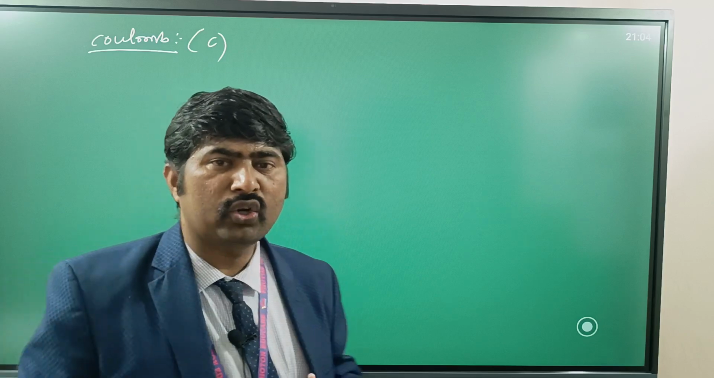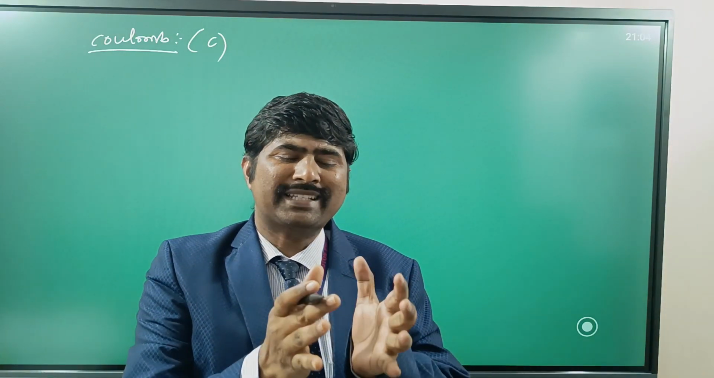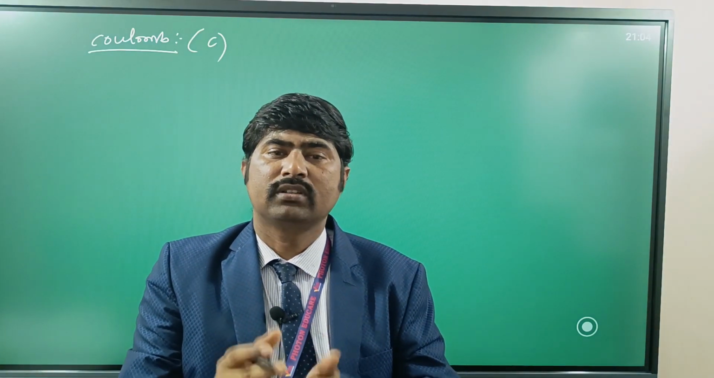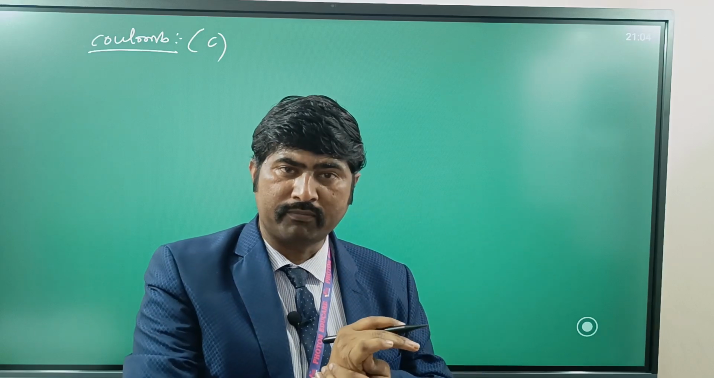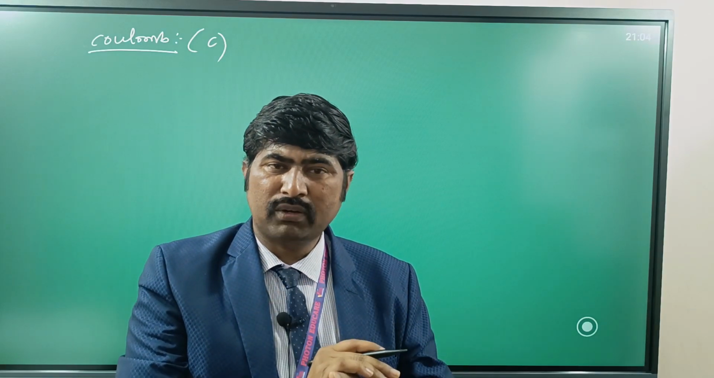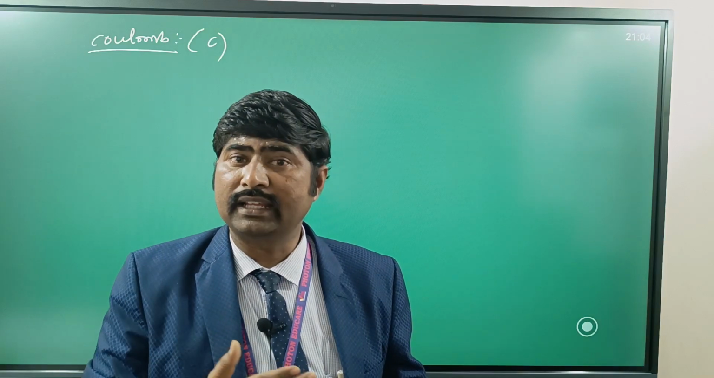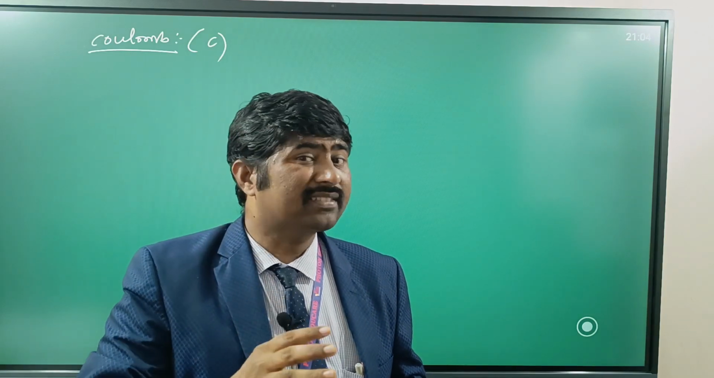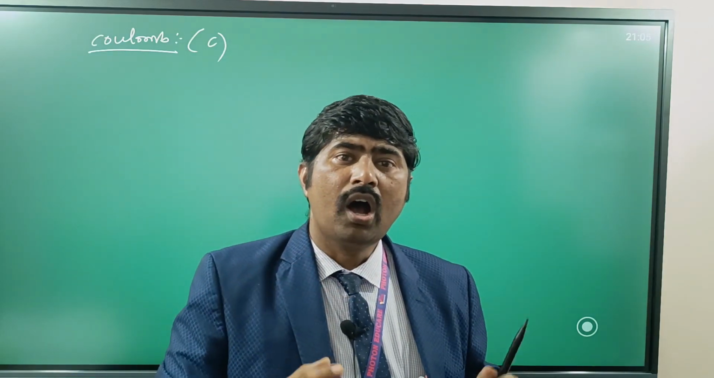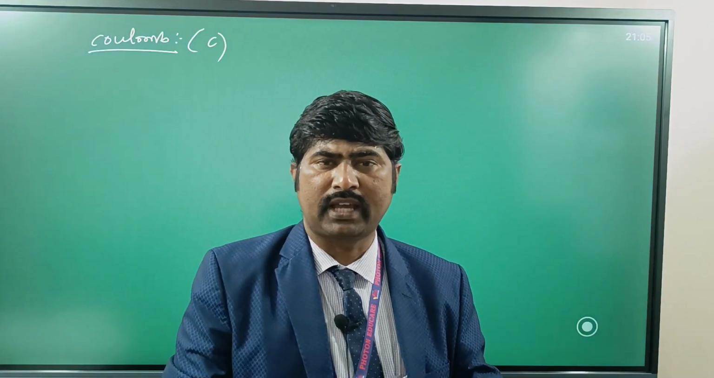For example, when you talk about a kilogram, this kilogram is made from grams. 1 kg is nothing but how many grams? 1 gram, 2 gram, 3 gram, 4 gram, like that. So 1000 grams make 1 kilogram. Similarly, how many electrons make 1 coulomb of charge?